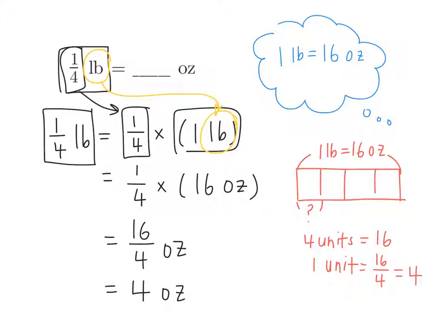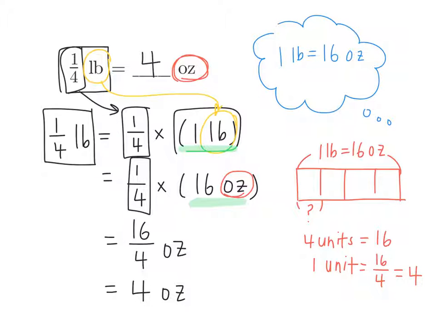Then we know we still are finding 1/4 of something, but we want it to be equivalent. We know that we're trying to get to ounces, so we want to go to ounces. Everything inside our parentheses, 1 pound, needs to be equivalent to what's in the parentheses here. 1 pound is the same thing as 16 ounces. So we can do this by doing 1/4 times 16, which then is 1 times 16 over 4, or 16 over 4, which is 4 ounces. So we know now that 1/4 of a pound is the same as 4 ounces.